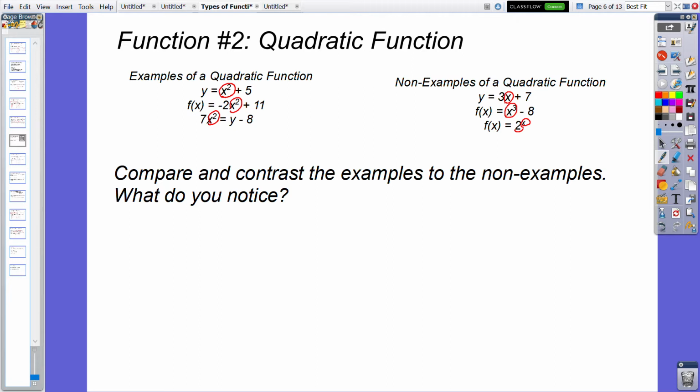So the common thread here is that in a quadratic function, the x has a power of 2, okay? So that's the dead giveaway for a quadratic, is that it's just x raised to the second power. It's x multiplied by itself, okay? That's a dead giveaway that we have a quadratic function. All right, let's go ahead and try to graph an example here.